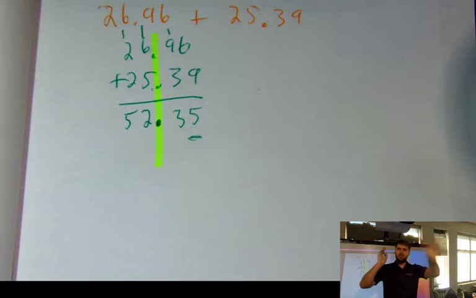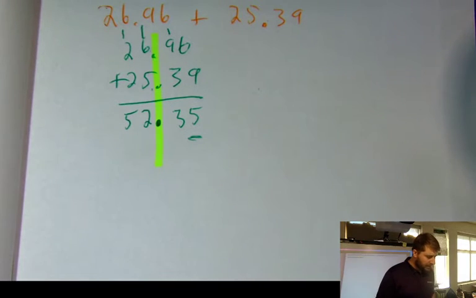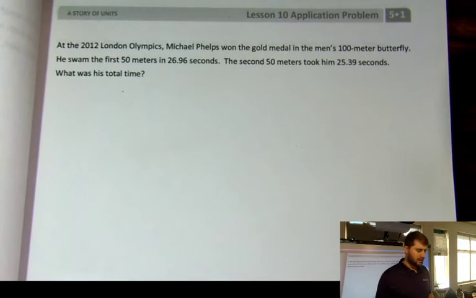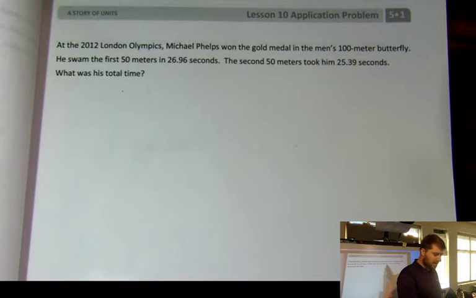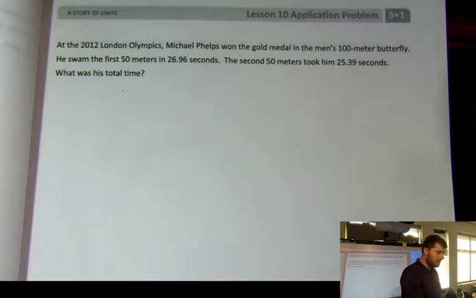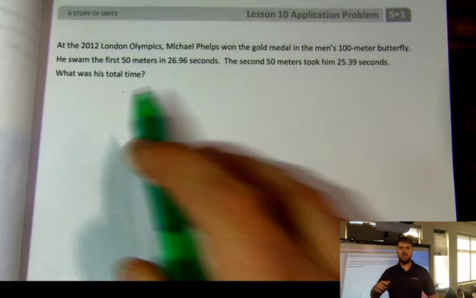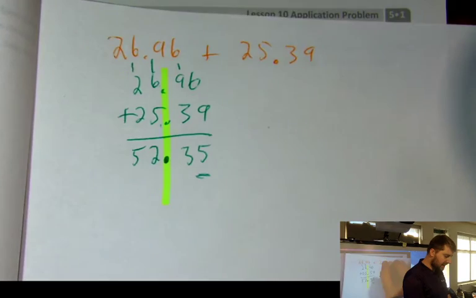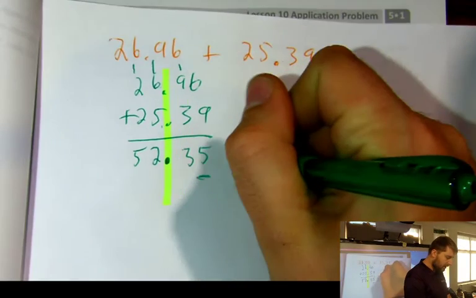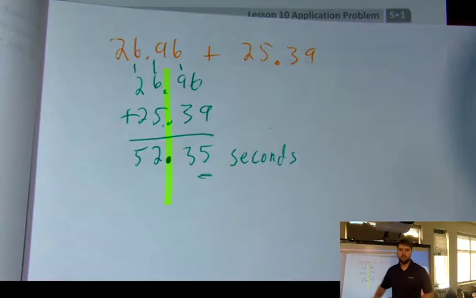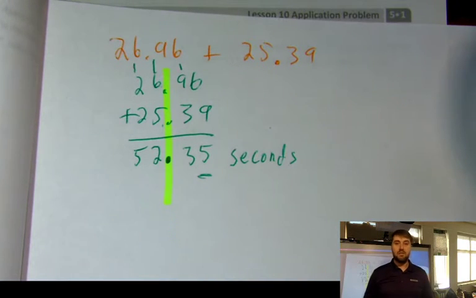Now, I remember it's also really important when we have a math problem like this, we need to label it. What are we going to label our answer? Well, what was the unit in the question? There was meters and there were seconds. If the question says what was his total time, meters is how we measure distance, how long something is. So if we're measuring time, we must be using seconds. This is how long it took Michael Phelps to swim 100 meters.